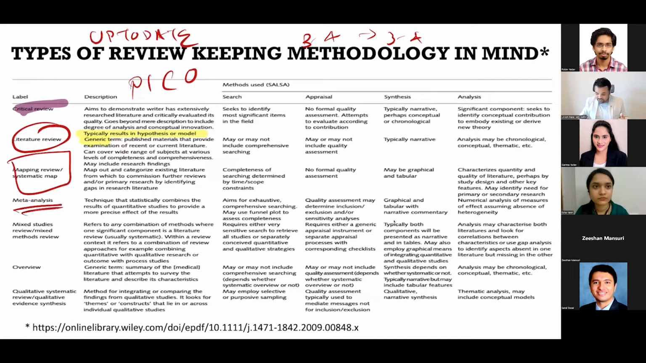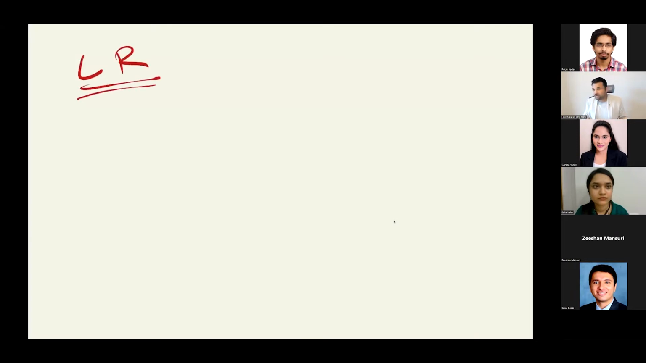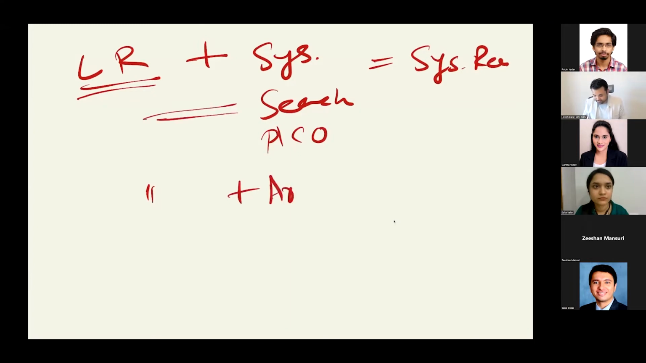Meta-analysis. When we discuss specifically meta-analysis, I'm telling you that you are all aware of the literature review. Think about this literature review: I'm adding systematic search, using PICO. That will make it a systematic review. Okay, I'm keeping it in the same category, but now I'm going to add one more thing: analysis. The analysis could be of a few types.